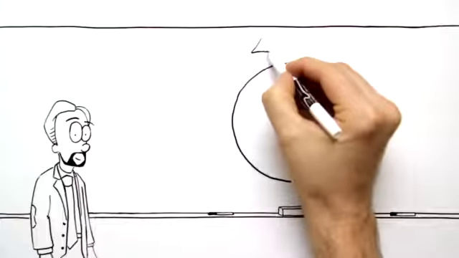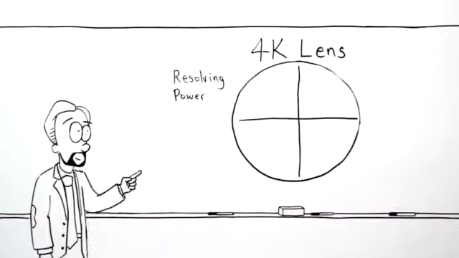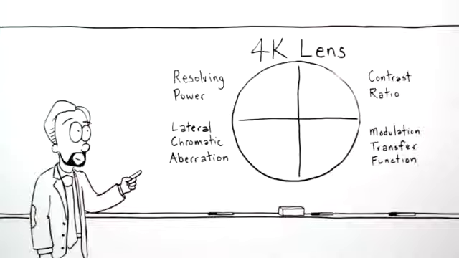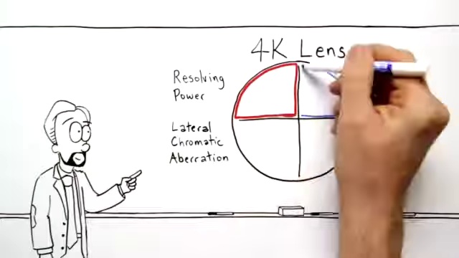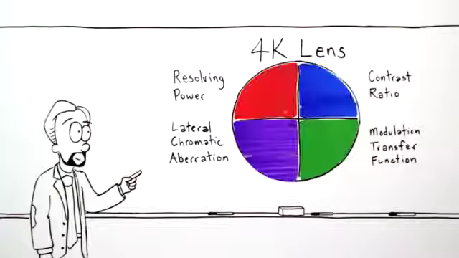Let's focus on 4 central scientific benchmarks for a 4K lens: resolving power, contrast ratio, modulation transfer function, and lateral chromatic aberration. Optimizing our 4K lenses for each of these factors allows you to create sharp, stunning images.